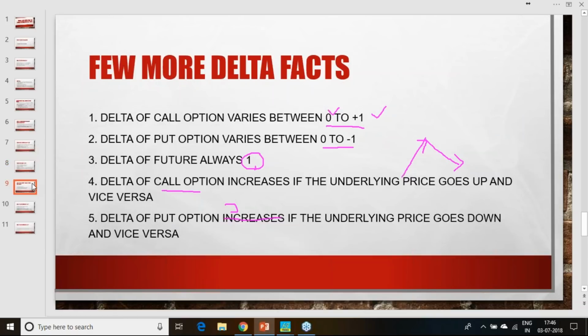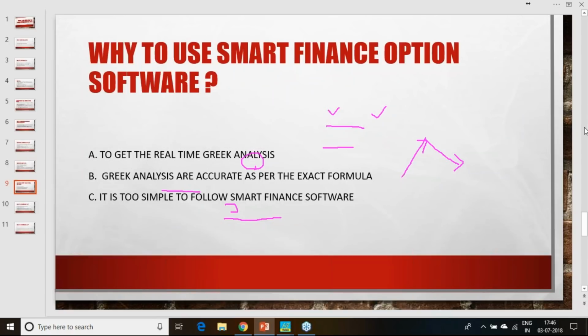Now there are 2-3 reasons I need to justify for our software. Why our software? Many of you are buyers, and many of you are using our software also. So in what way does our software help you improve these option calculations? All our delta calculations are real time and exact as per the formula.